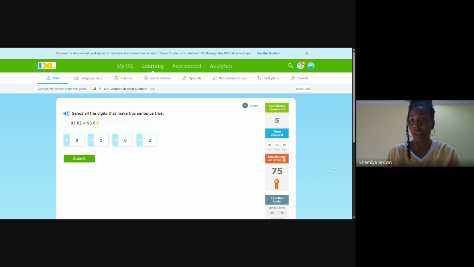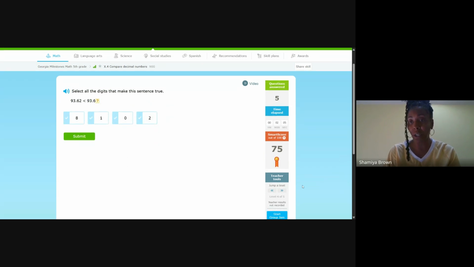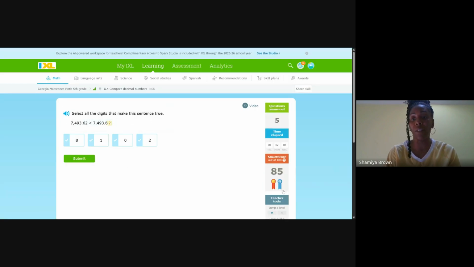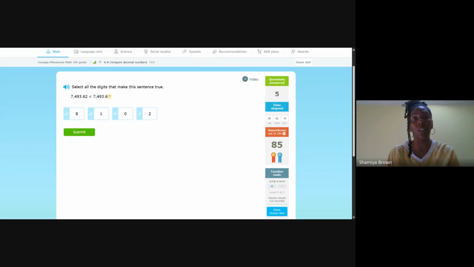And let's go to a harder level. I'm on level 4 out of 5. So the hardest level is here. Do a couple of these and then that should be it. It says select all the digits that make this sentence true. Okay, this is one that makes you think.